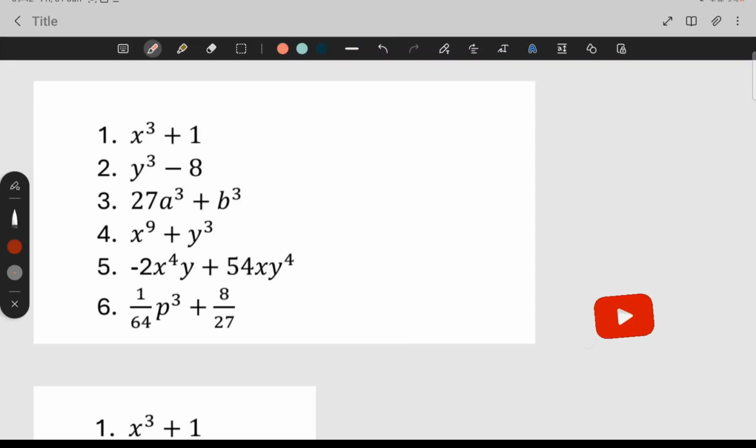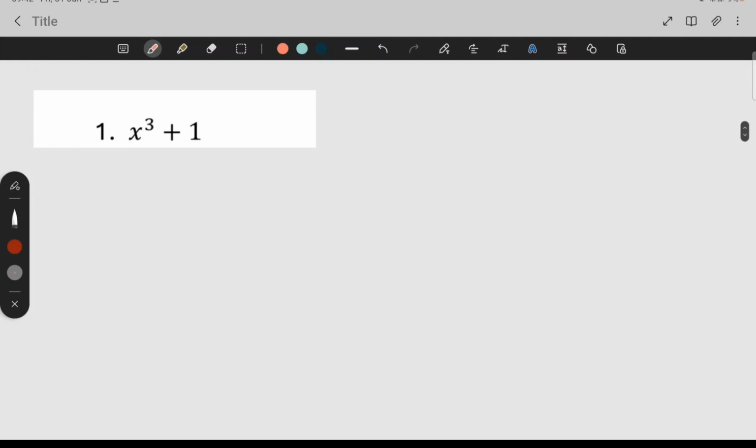Hi, grade 10. So today we are doing the sum and the difference of two cubes. I will be doing 6 questions with you. As you can see, the questions will range from very easy to a little more complicated as the video goes on. So let's start.